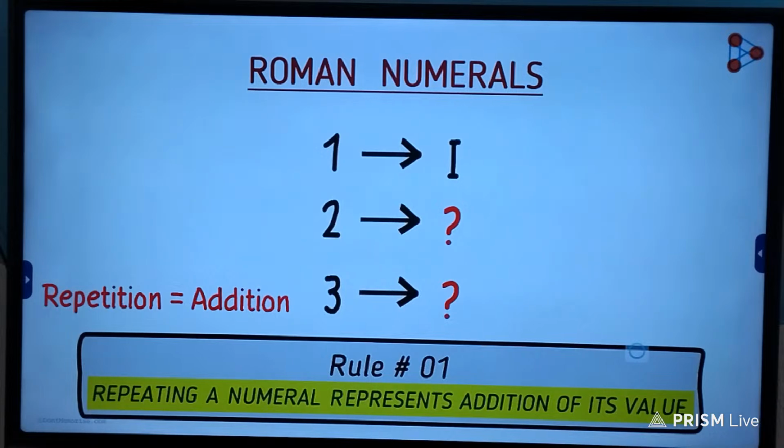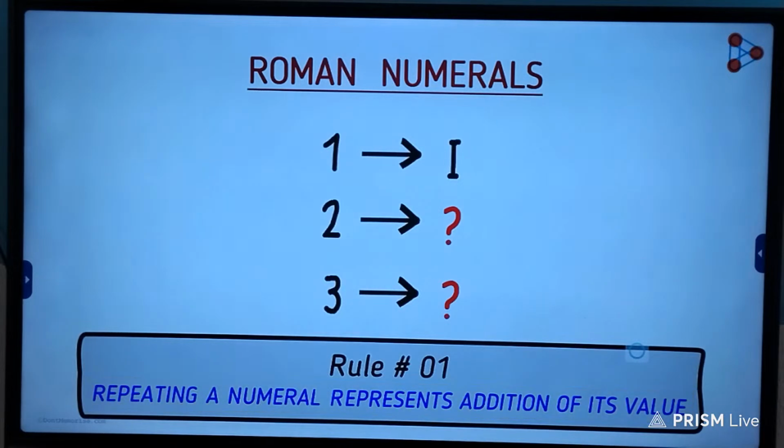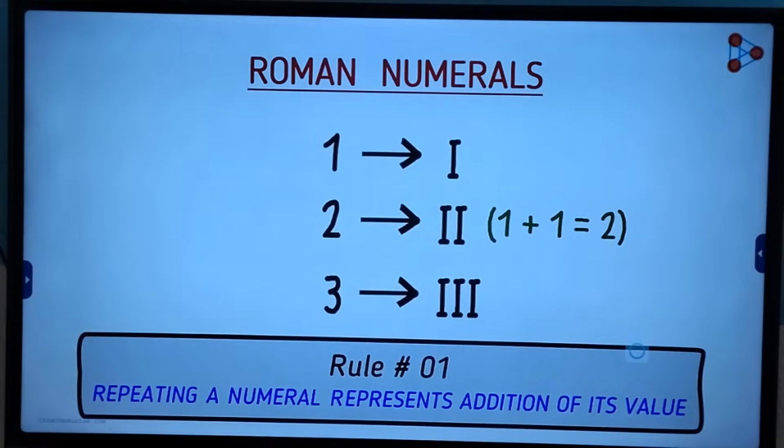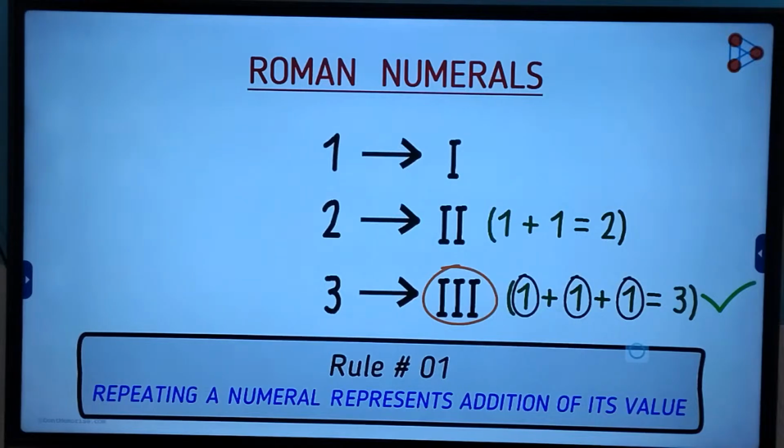So how do we write the number 2? Yes, the Roman numeral for number 2 is written like this. It represents the addition of number 1 two times. Similarly, we can write the Roman numeral 3 like this. What does it represent? Yes, that's correct. Adding the number 1 thrice. Isn't this simple? Yes, it is.